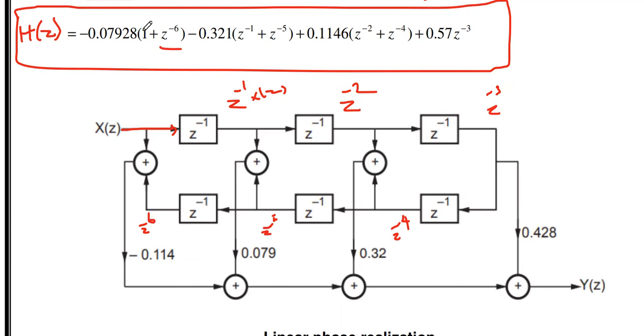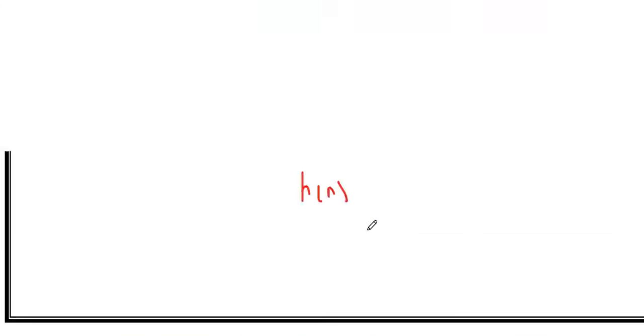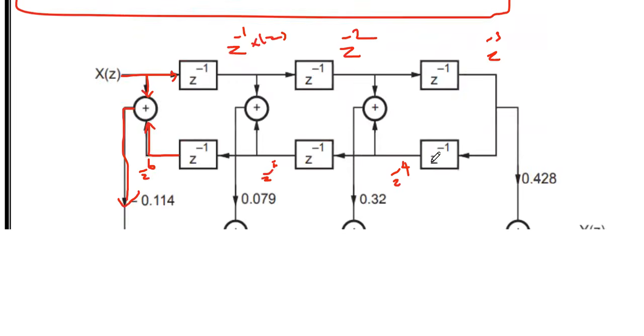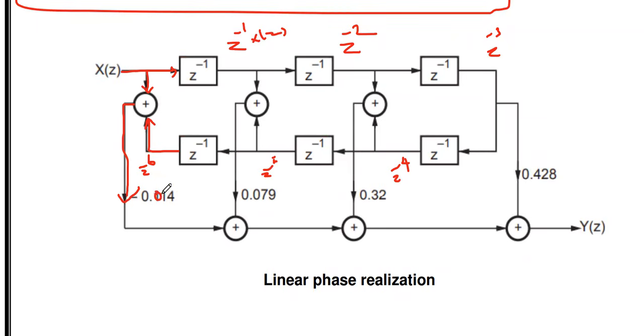Here we are combining the input x and z power minus 6. We have to add them and multiply with this multiplier. So the x of z and the z power minus 6 value we add, and that added value we multiply with the constant. Here you see the coefficient is changed: 0.079.